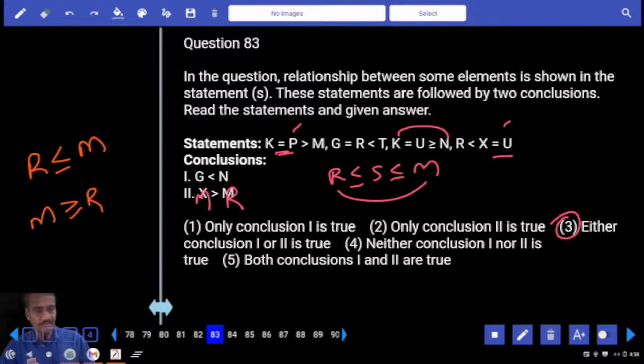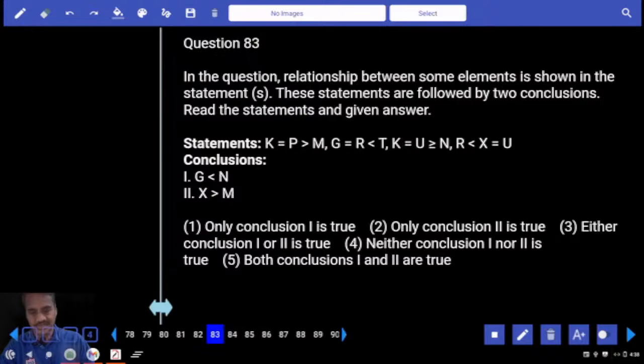Then 83. Now in this 83, the relation between G and N. Now G is here, N is here. Which element is common? Now R is common. G equals to R. R lesser than what? R lesser than U. U greater than or equals to N. And from G to N, opposite symbol, no relation.